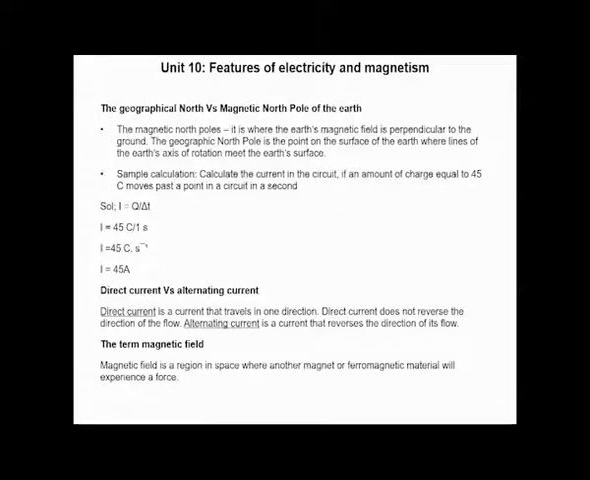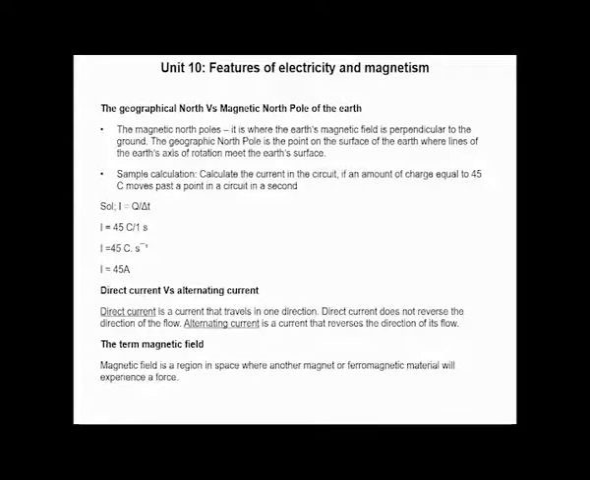Let's look into features of electricity and magnetism. There is the magnetic north pole and the geographical north pole. Their differences are: the magnetic north pole is where the Earth's magnetic field is perpendicular to the ground, right? While the geographical north pole is the point on the surface of the Earth itself where the Earth's axis of rotation meets the Earth's surface. Alright, I hope we are together there.